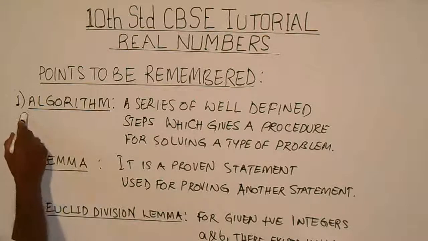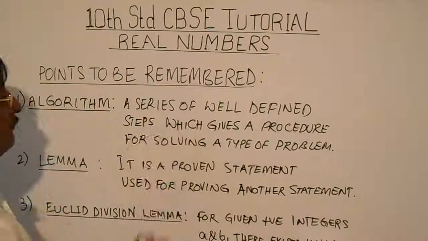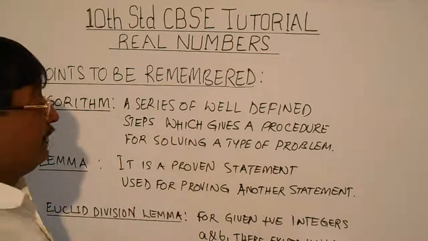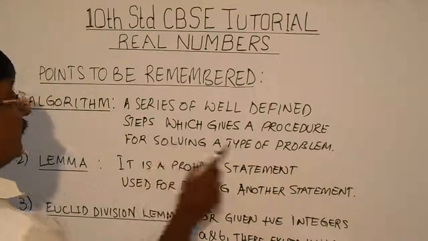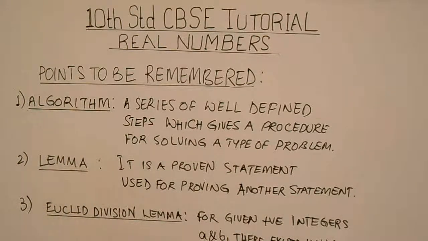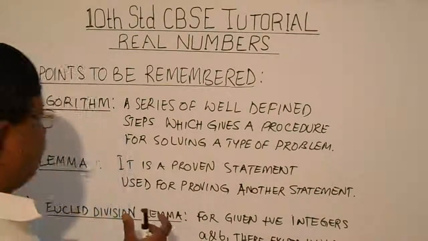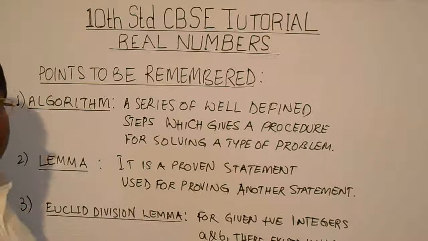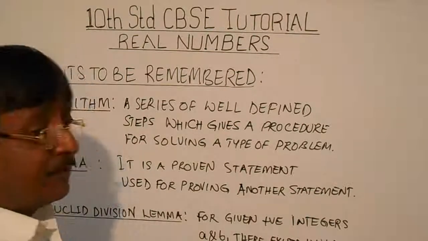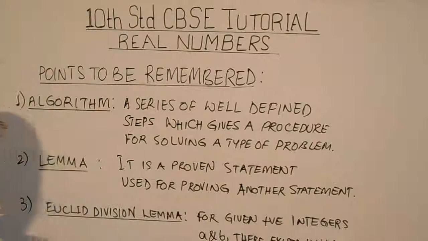One here is algorithm. Algorithm means a series of well-defined steps which gives a procedure for solving a type of problem. And the second one is lemma. It is a proven statement. Lemma is a proven statement used for proving another statement. If one statement is there, it is a proven statement which is used to prove another statement.